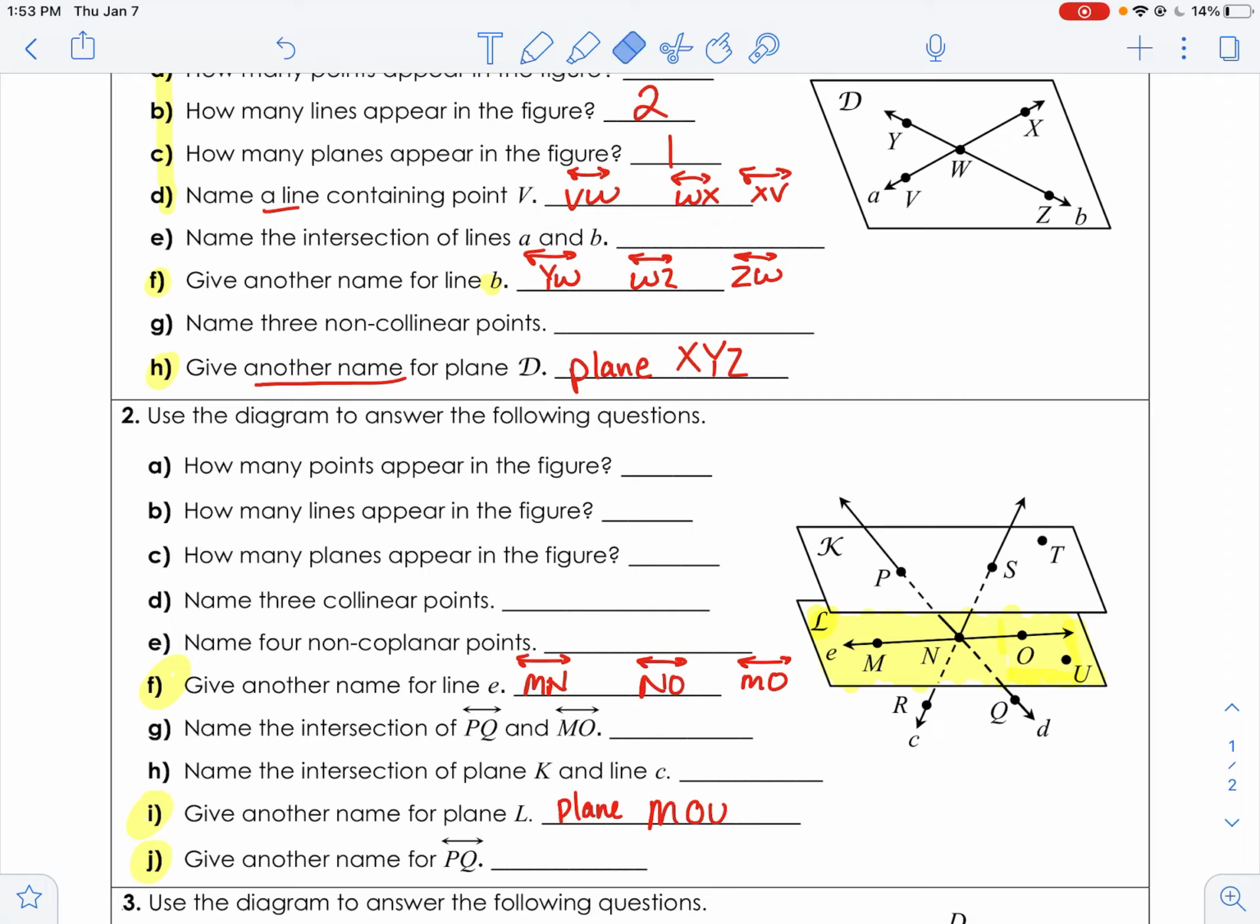And our last one, the last question here, line PQ. Where is line PQ? There's our line. I want another name for that. So like I said, it's a line. QP could work. Or I can use that other letter N in the middle, NQ or NP. Just make sure you have your 2 capital letters and your line symbol above them. So that's just a quick review on how we name points, lines, and planes.